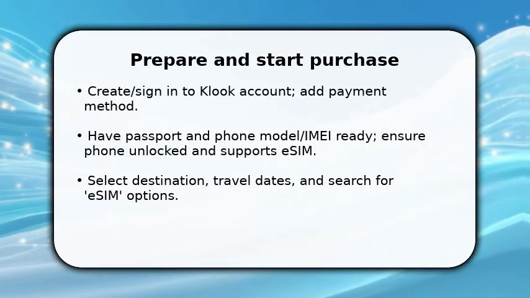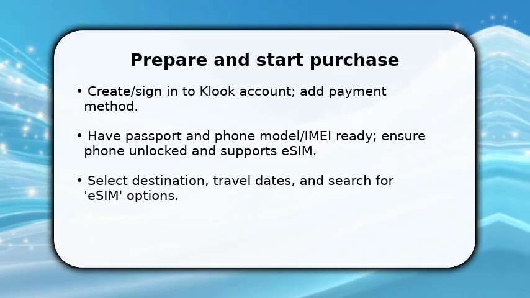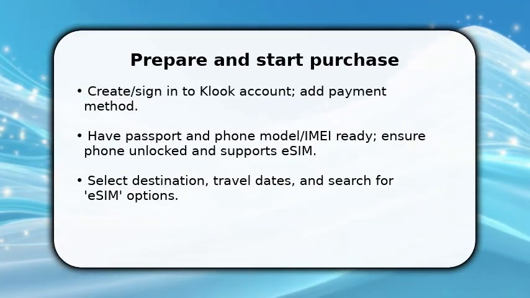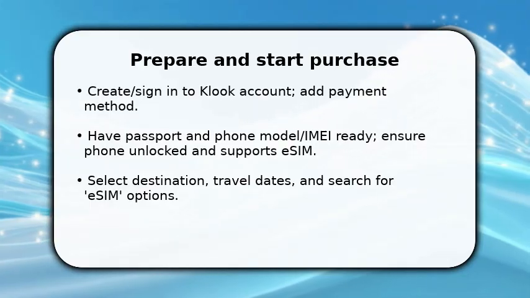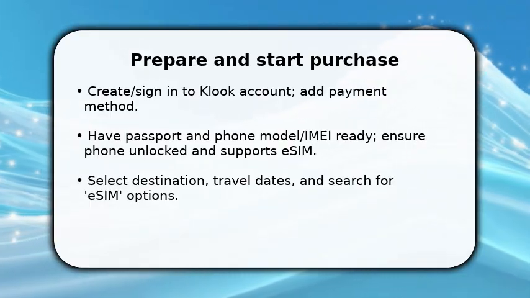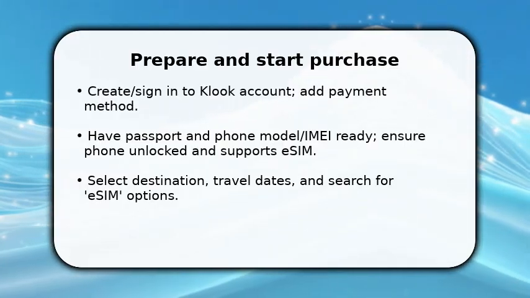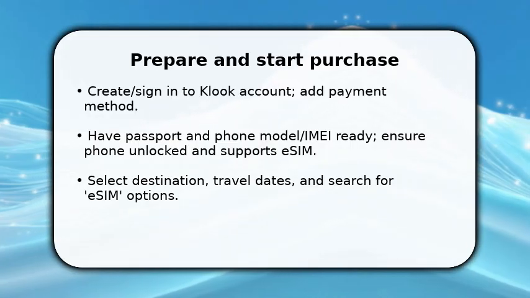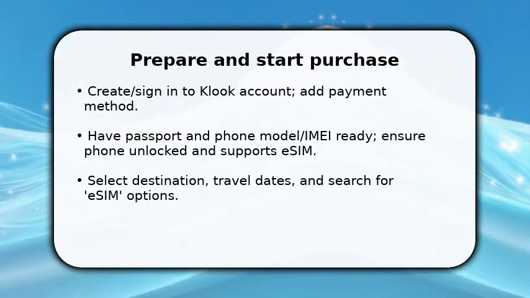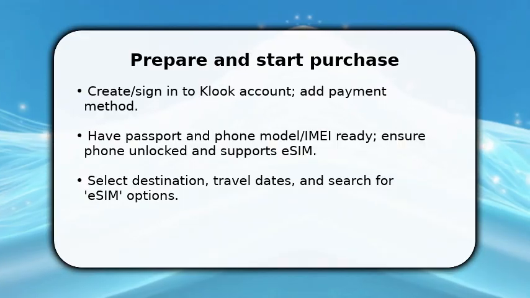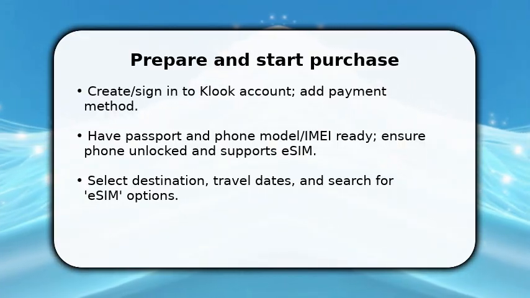You start by opening the Klook app or website and signing in, because purchases and support link to your account. Once done, make sure your phone is unlocked and supports eSIM. This avoids wasted purchases. Next, choose the destination and travel dates, then filter results for eSIM plans. Select a plan that matches your itinerary and data needs. This first actionable step moves you from setup into purchase, so you don't stall on trivial prep.